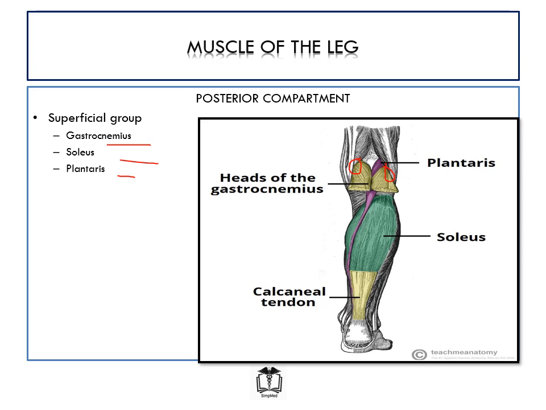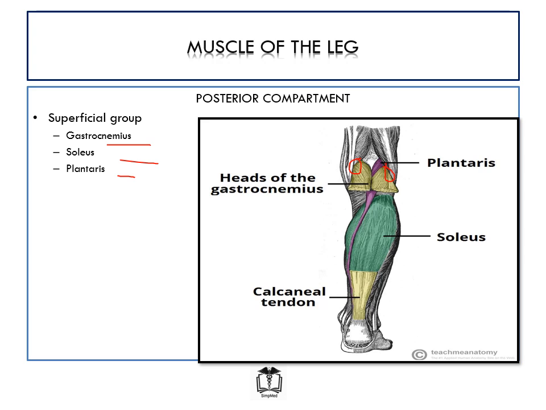Sciatic nerve usually tends to split into tibial and common peroneal. The common peroneal nerve will split into the superficial and deep fibular nerve. Superficial fibular nerve supplies the lateral compartments. The deep fibular nerve supplies the anterior compartments, whereas the tibial branch of the sciatic nerve supplies the posterior compartments, as shown here. The gastrocnemius muscle is involved in flexion of the leg and plantar flexion of the foot.